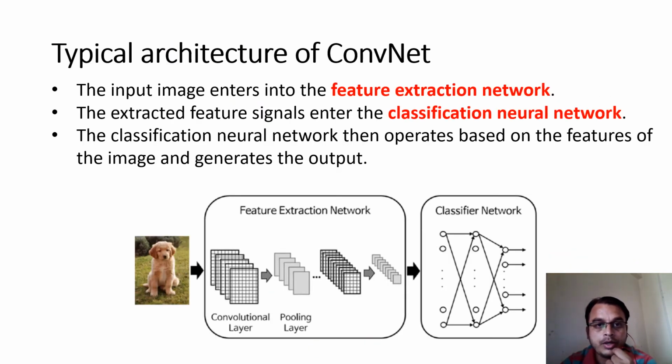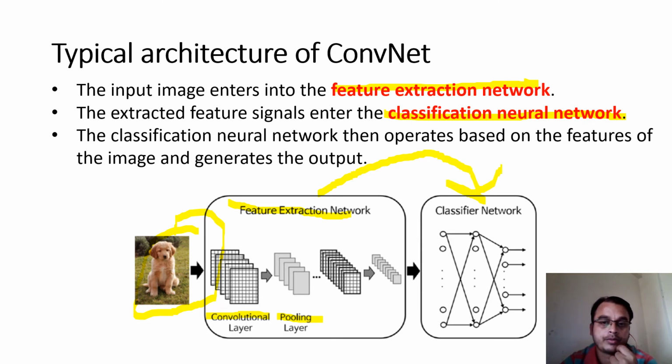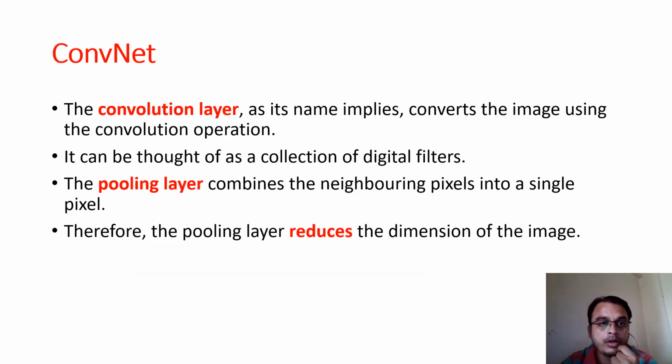Now, the typical architecture of a convolutional neural network. We have the feature extraction network and the classification neural network. So feature extraction and classification make up a convolutional neural network. If you look over here, this is the input image, a dog, which is given as input to these two parts, feature extraction and classification. In feature extraction there are different layers, like the convolutional layer and pooling layer. Those come under feature extraction, and after feature extraction the result is given to the classifier network.